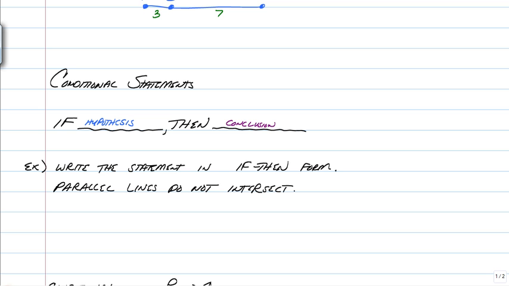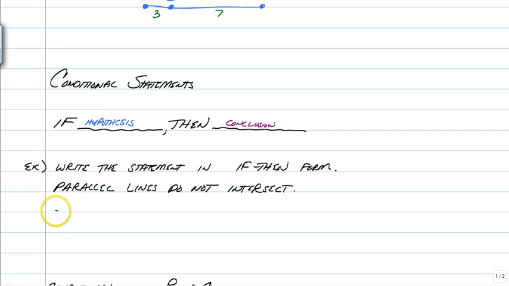Now, conditional statements are also known as if-then statements most of the time, where you have a hypothesis and a conclusion. So they're usually written as if, and then your hypothesis, and then we have then our conclusion. So what we can do is write many different kinds of statements as conditional statements. So the statement we have here is parallel lines do not intersect. That's a true statement. So how can we write that in conditional form?